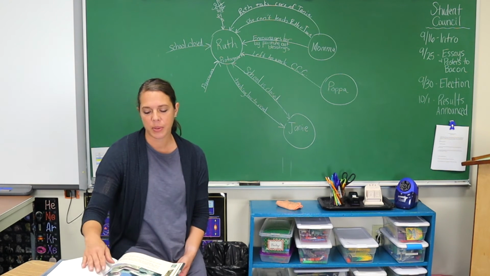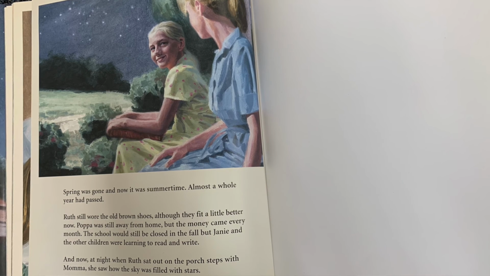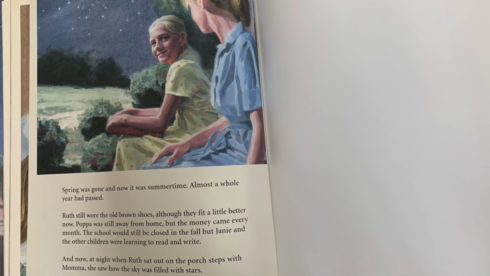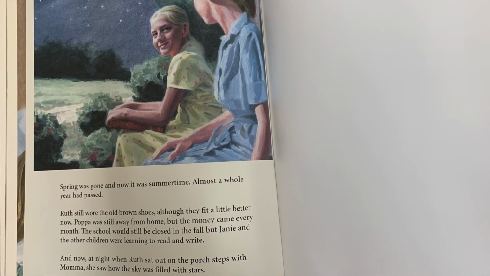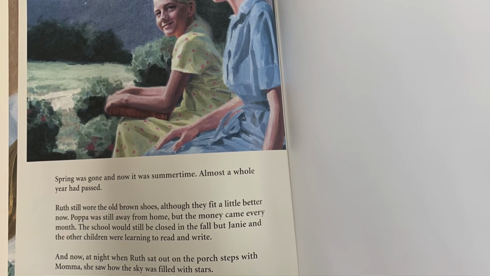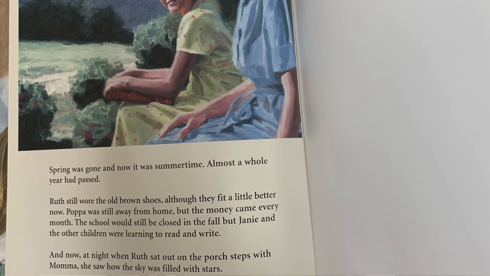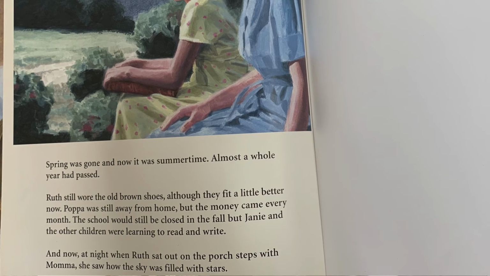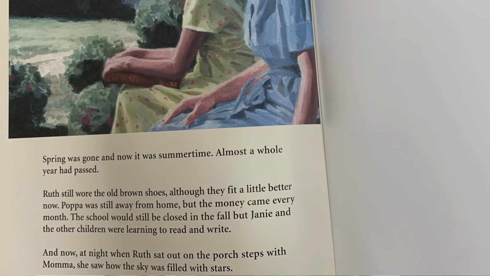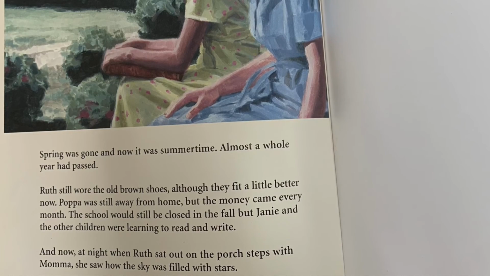Spring was gone, and now it was summertime. Almost a whole year had passed. Ruth still wore the old brown shoes, although they fit a little better now. Papa was still away from home, but the money just kept coming every month. The school would still be closed in the fall, but Janie and the other children were learning to read and to write. And now at night, when Ruth sat out on the porch steps with Mama, she saw how the sky was filled with bright stars.